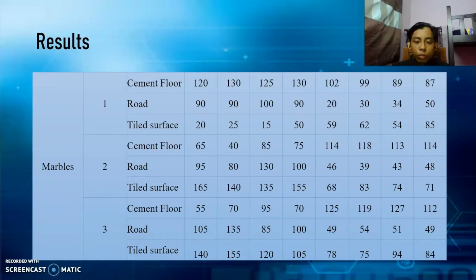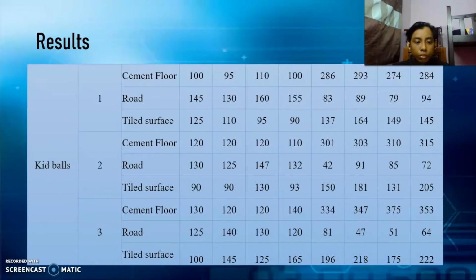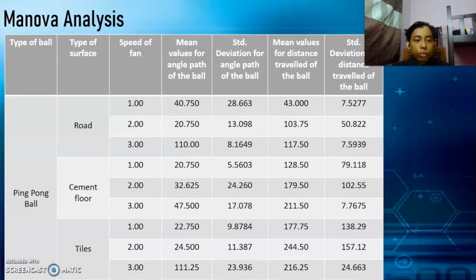Okay, so this is the result for marbles and this is the result for kickballs. Okay, next we go to the MANOVA analysis. Actually, in MANOVA analysis, we get more than this, but here we just do the mean value and the standard deviation. Here we have four parts: mean value for angle path of the ball, standard deviation for angle path of the ball, and the other two are mean value and standard deviation for distance traveled of the ball.